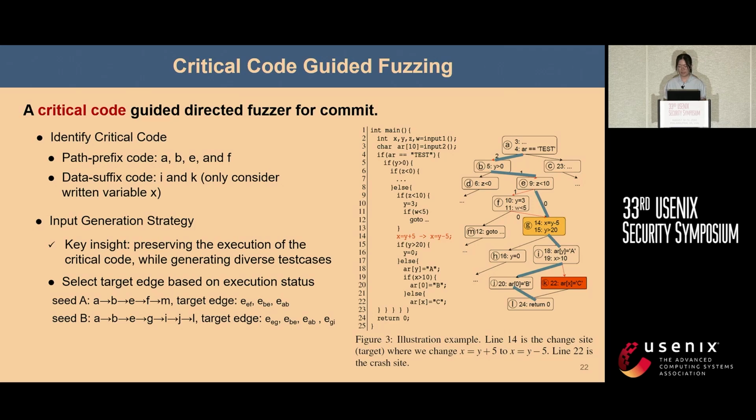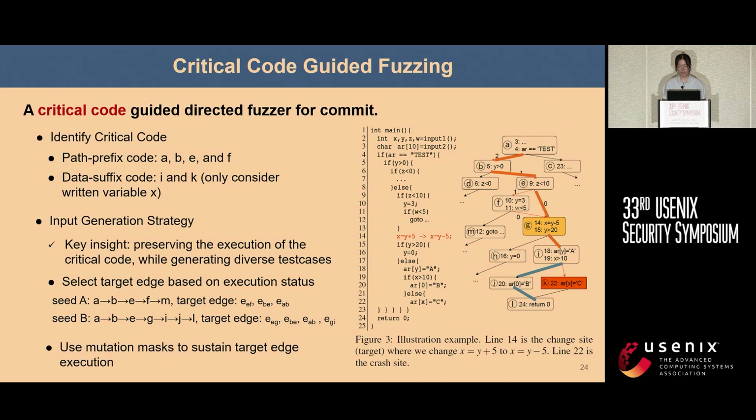Then if we found a seed B with trees A, B, E, G, I, J, L, which has already reached the target, we will try to preserve the execution of edges EG, BE, AB, and then the surface edge GI. Here, after we found a seed that has already reached the target, we will still try to preserve the prefix edges because we want to balance the exploration width and depth and to avoid trapping into a local optimum with a fixed path prefix.